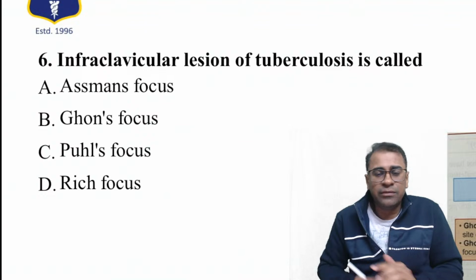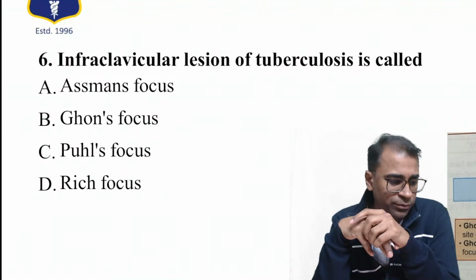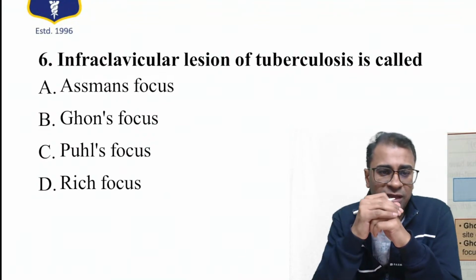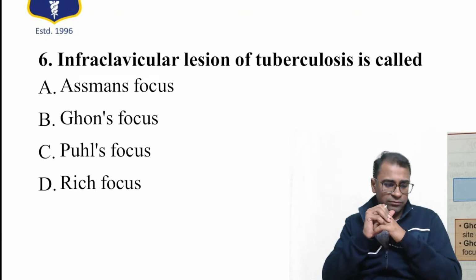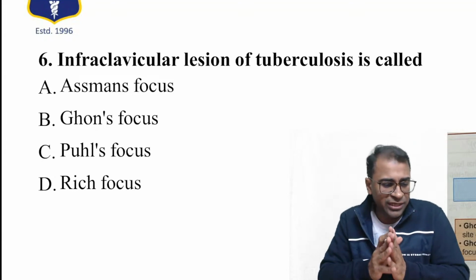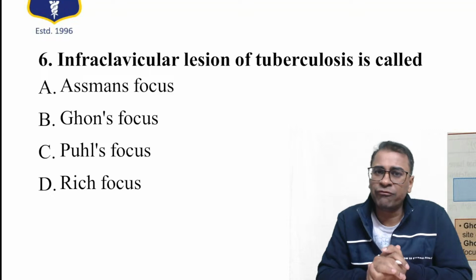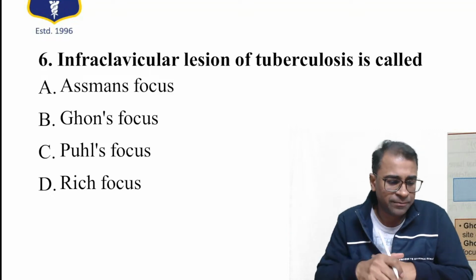Infraclavicular lesion of TB. Tell me, what is it called? All of you, what is this lesion called? Infraclavicular. Yes, the most common mutation in this case is the PH chromosome of 922. Tell me the answer to this.